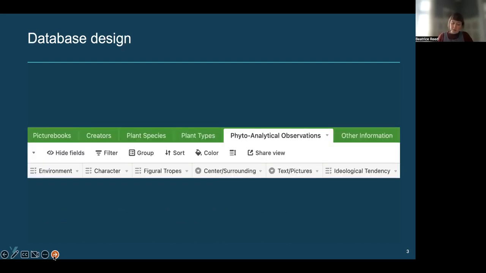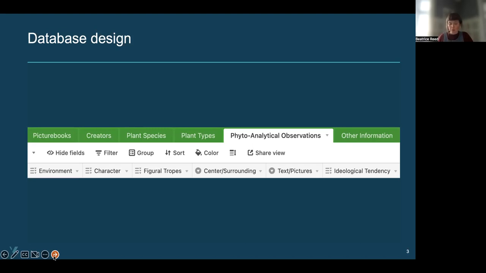The database is designed to facilitate macro and micro analysis of plant representation in picture books as well as in text. Apart from entries for standard bibliographical information, such as titles, authors, illustrators, time and place of publication, and so on, the database is structured in three plant-oriented tables.